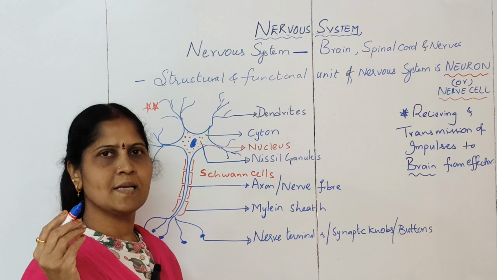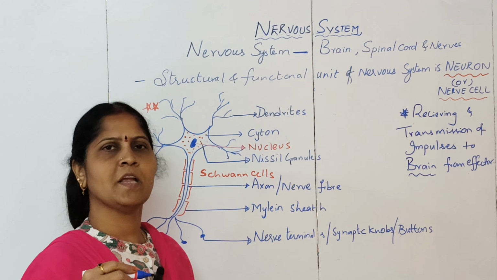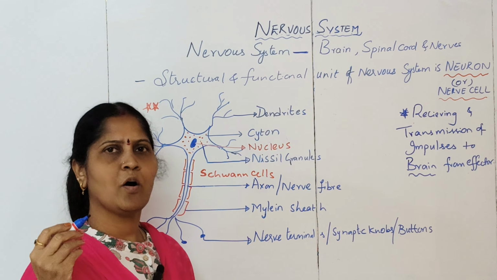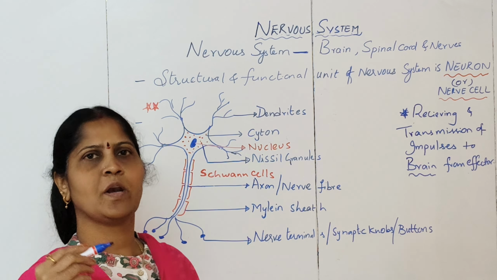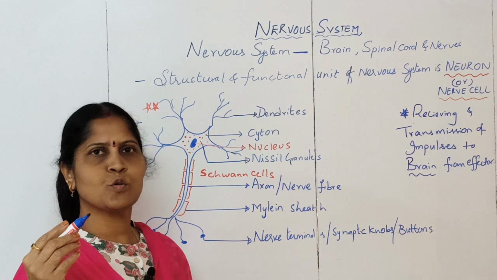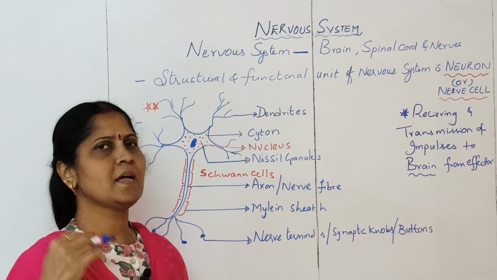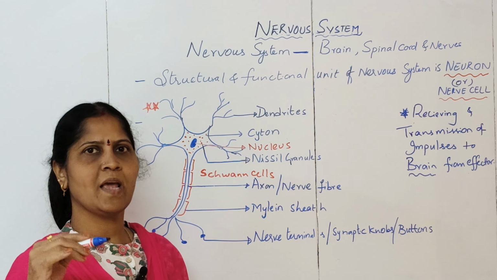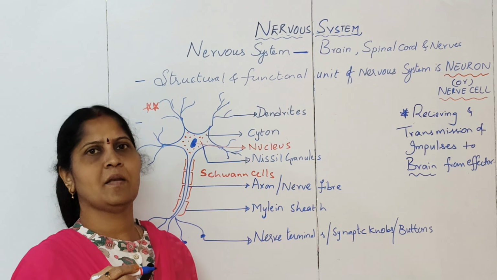Hello all. So in the last shot I explained the necessity for control and coordination, and in our body or in any of the animals there are two systems which establish control and coordination. So what are those two systems? One is the nervous system and the other one is the endocrine system. So today let us learn about the structural and functional unit of the nervous system.